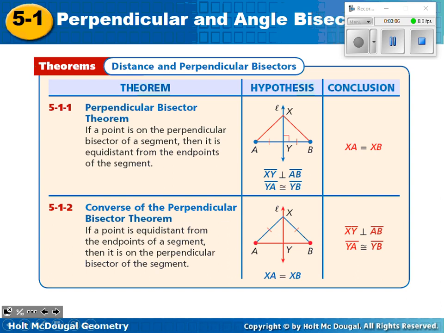This says if you have a point on that perpendicular bisector, then that point will be equidistant to the endpoints. So the distance from X to A and the distance from X to B will be the same. And it could be any point anywhere on that perpendicular bisector. So if I had a point right here, it would be equidistant to A and B. Not necessarily the same distance, but those distances would be equal.